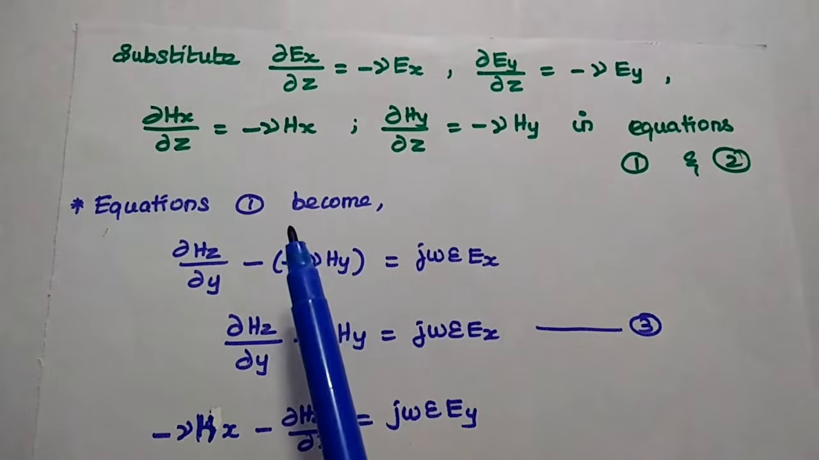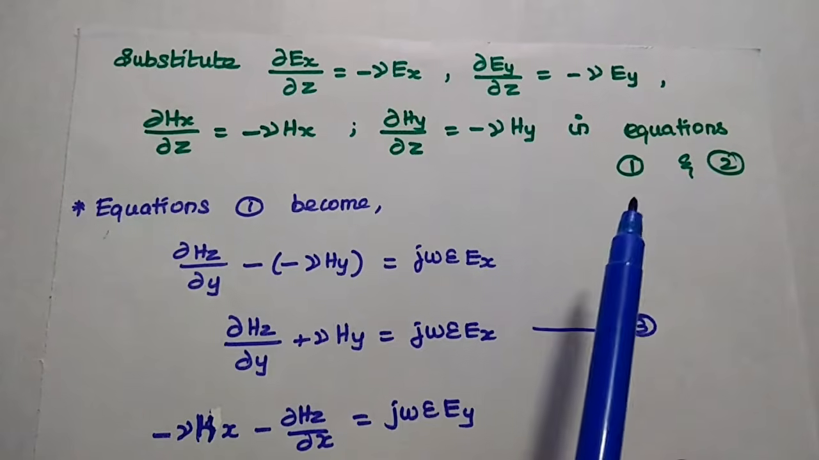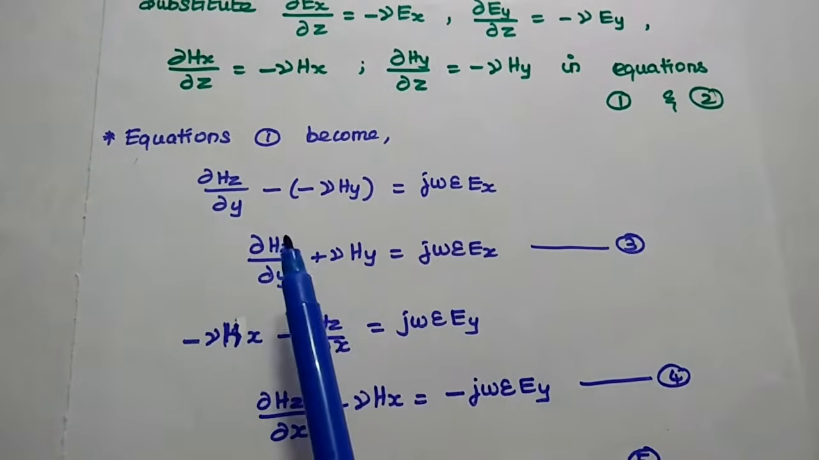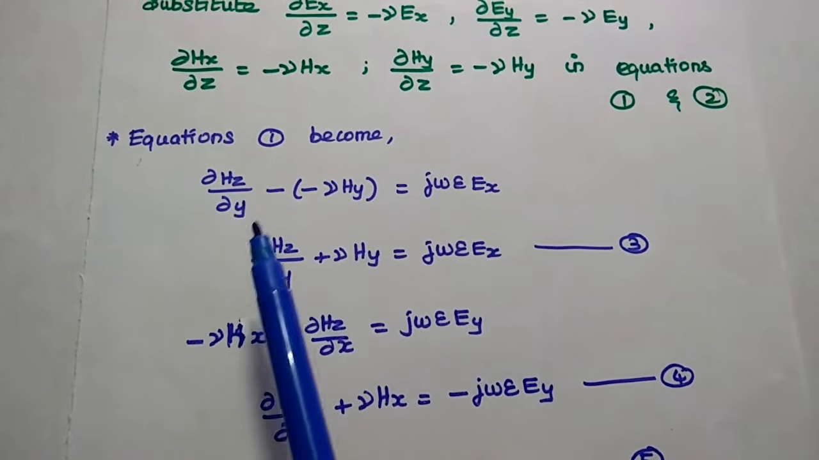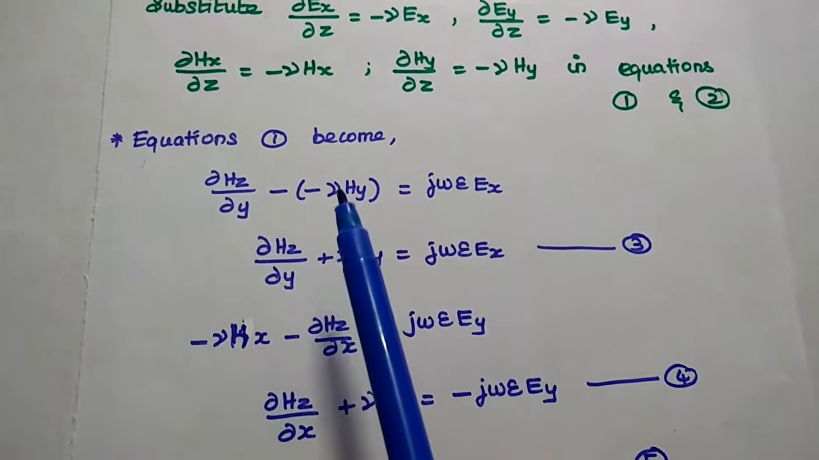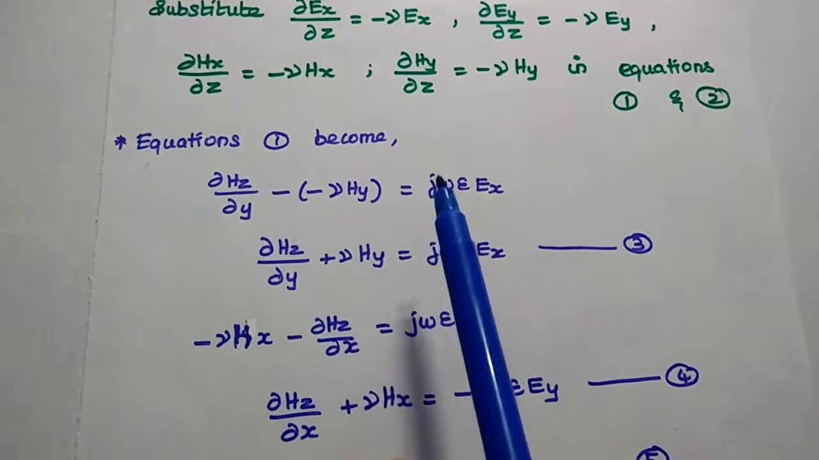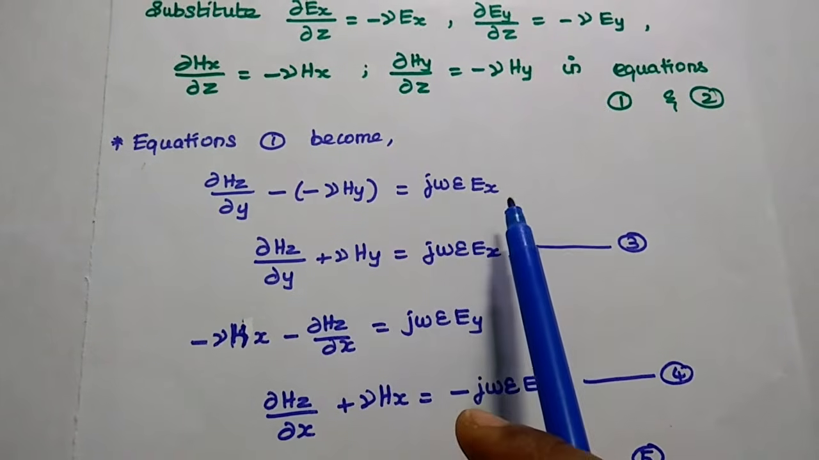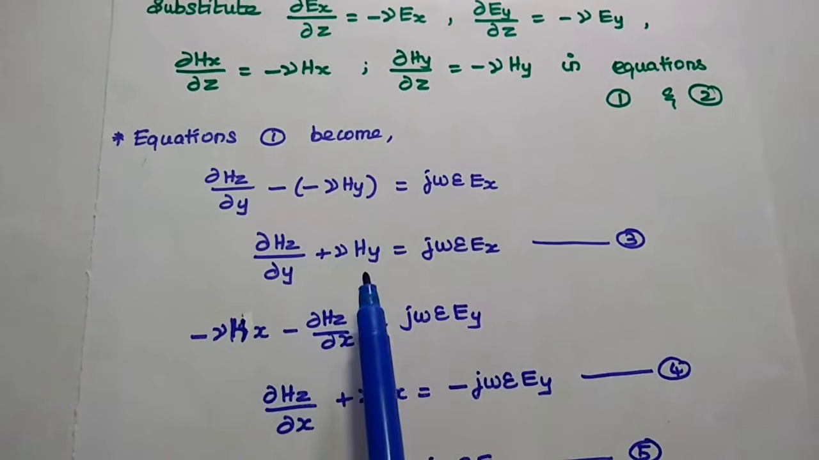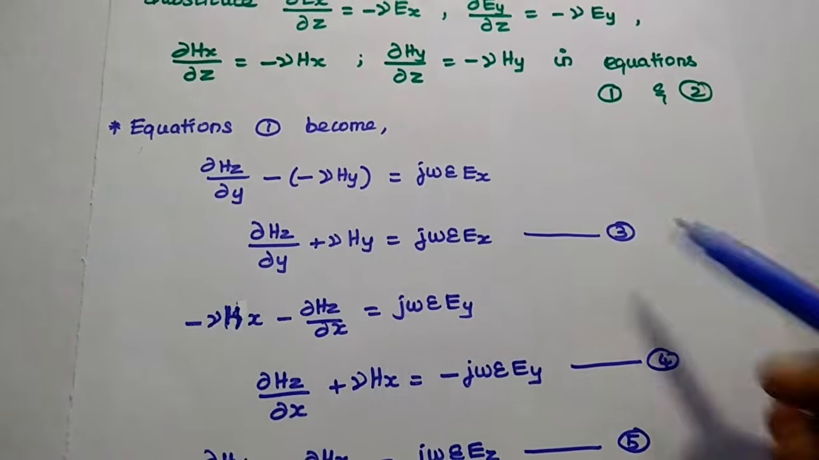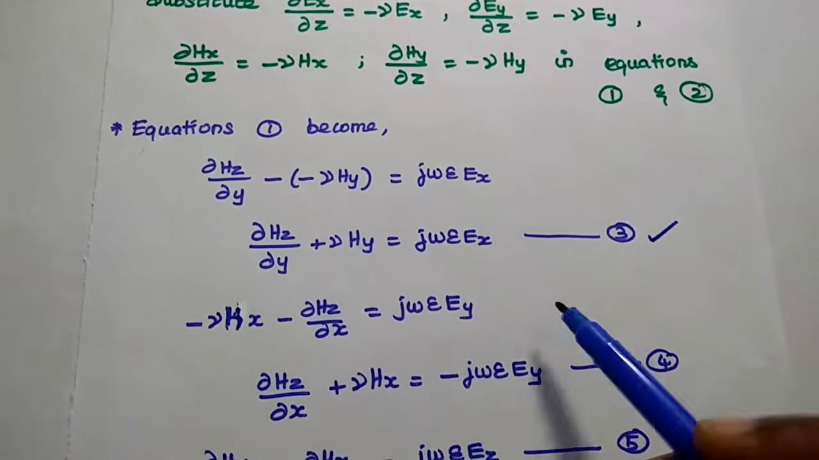Next, we are going to substitute these values in the first and second equations. From the first equations, we take the first one, ∂Hz/∂y − ∂Hy/∂z, where ∂Hy/∂z can be replaced with the value −γ Hy. That is equal to jωε Ex. So here minus into minus is plus. We can consider this as the third equation. These equations are very important.